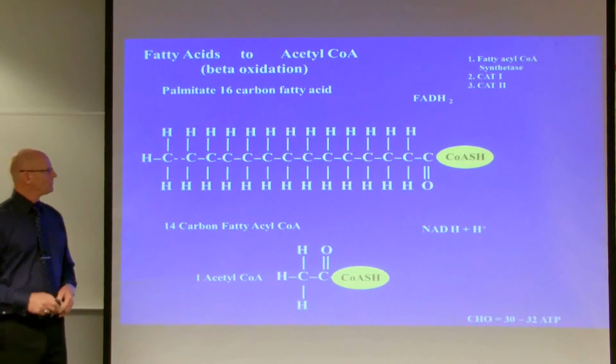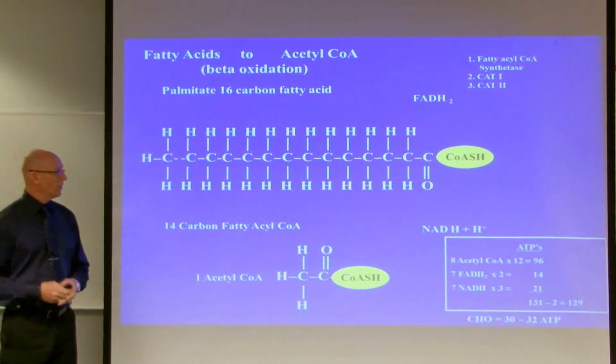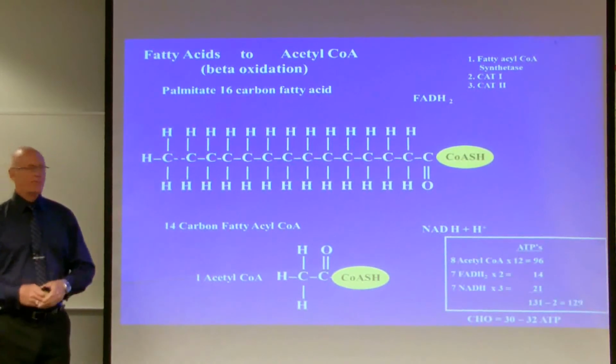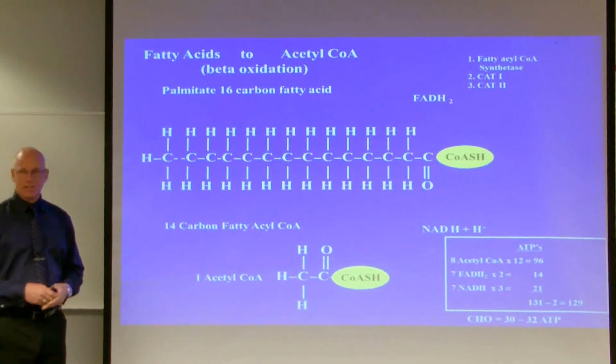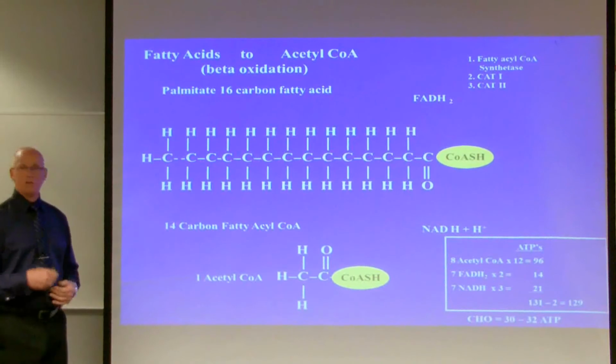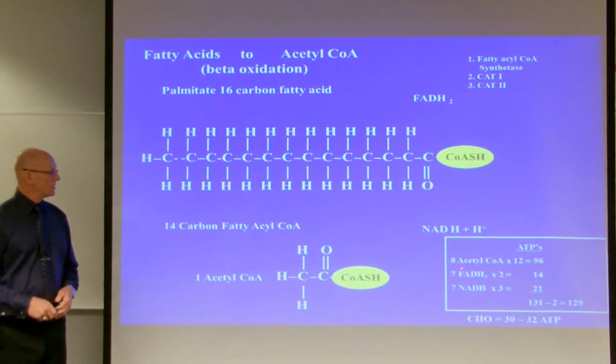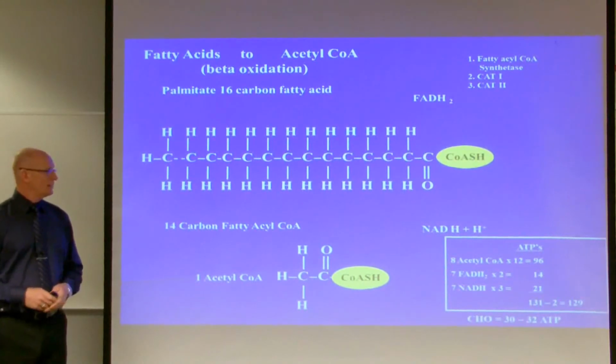And that is just one. So the end result of this 16-carbon fatty acid is 8 acetyl-CoAs. Since it's 16, split that in half because we're taking 2 out of it at a time. So that's 8 acetyl-CoAs. We get 12 ATPs for 1 acetyl-CoA. So 8 times 12 is 96.